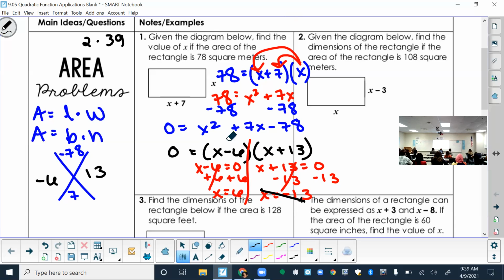All right, so since we are being asked to solve for x, we know that x equals 6. Make sense? Any questions? And it equals 6 meters. All right, that's the unit that's being used in this problem.